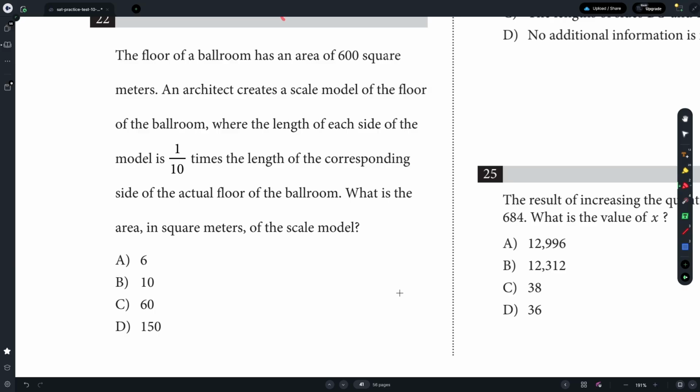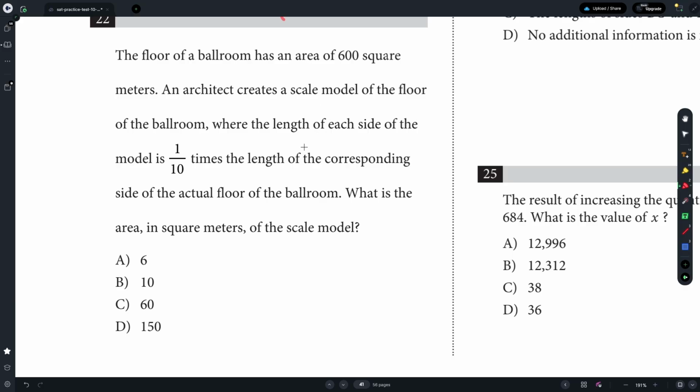The floor of a ballroom has an area of 600 square meters. An architect creates a scale model of the floor of the ballroom, where the length of each side of the model is 1/10 times the length of the corresponding side of the actual floor of the ballroom. What is the area in square meters of the scale model?